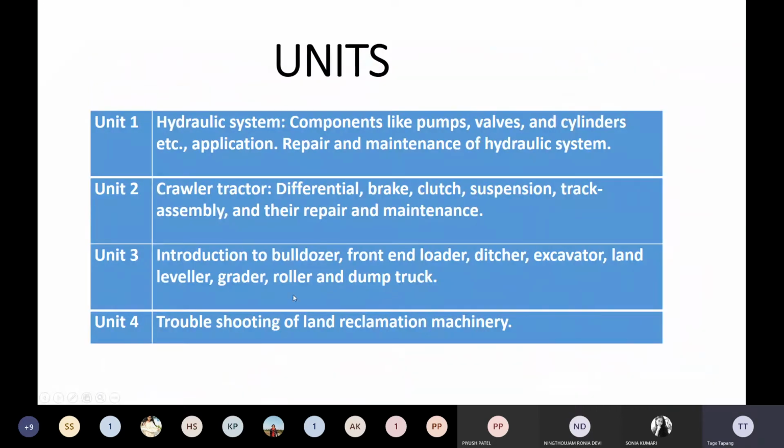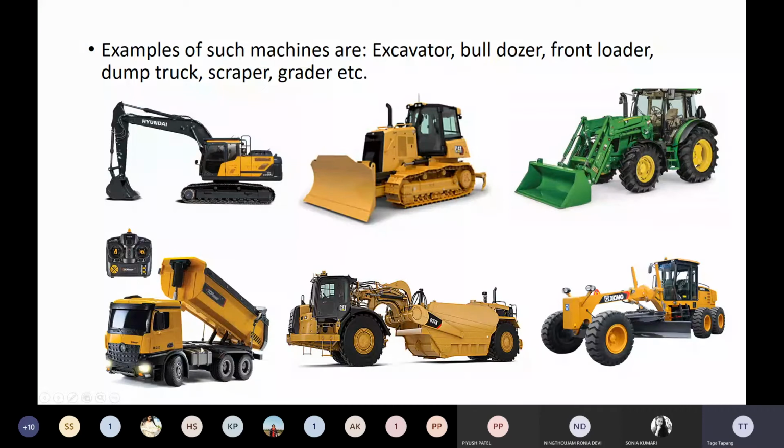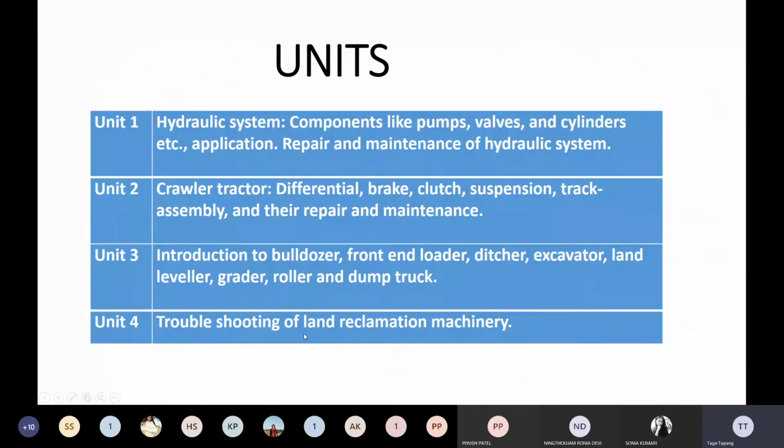And dump truck. Sorry, roller and dump truck. Roller, you know, road roller used to level the surface. Dump truck, again, you have seen several times. And now troubleshooting of land reclamation machinery. So if there are any problem, what could be the probable cause and how we should correct it, like you have troubleshooting in laptop, in your mobile, in your computer desktop. So similar troubleshooting. What are the probable cause of any problem and how to correct it or rectify it.